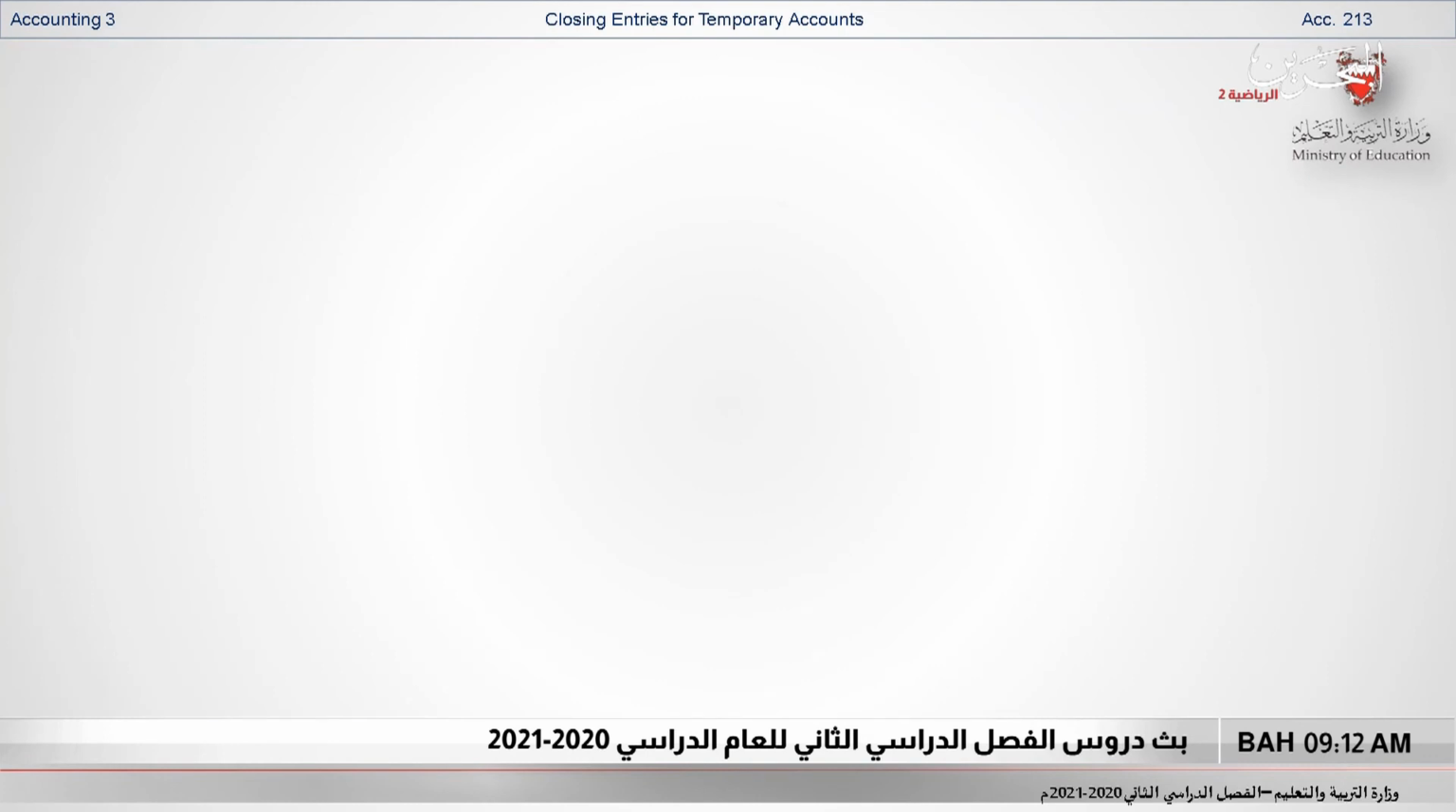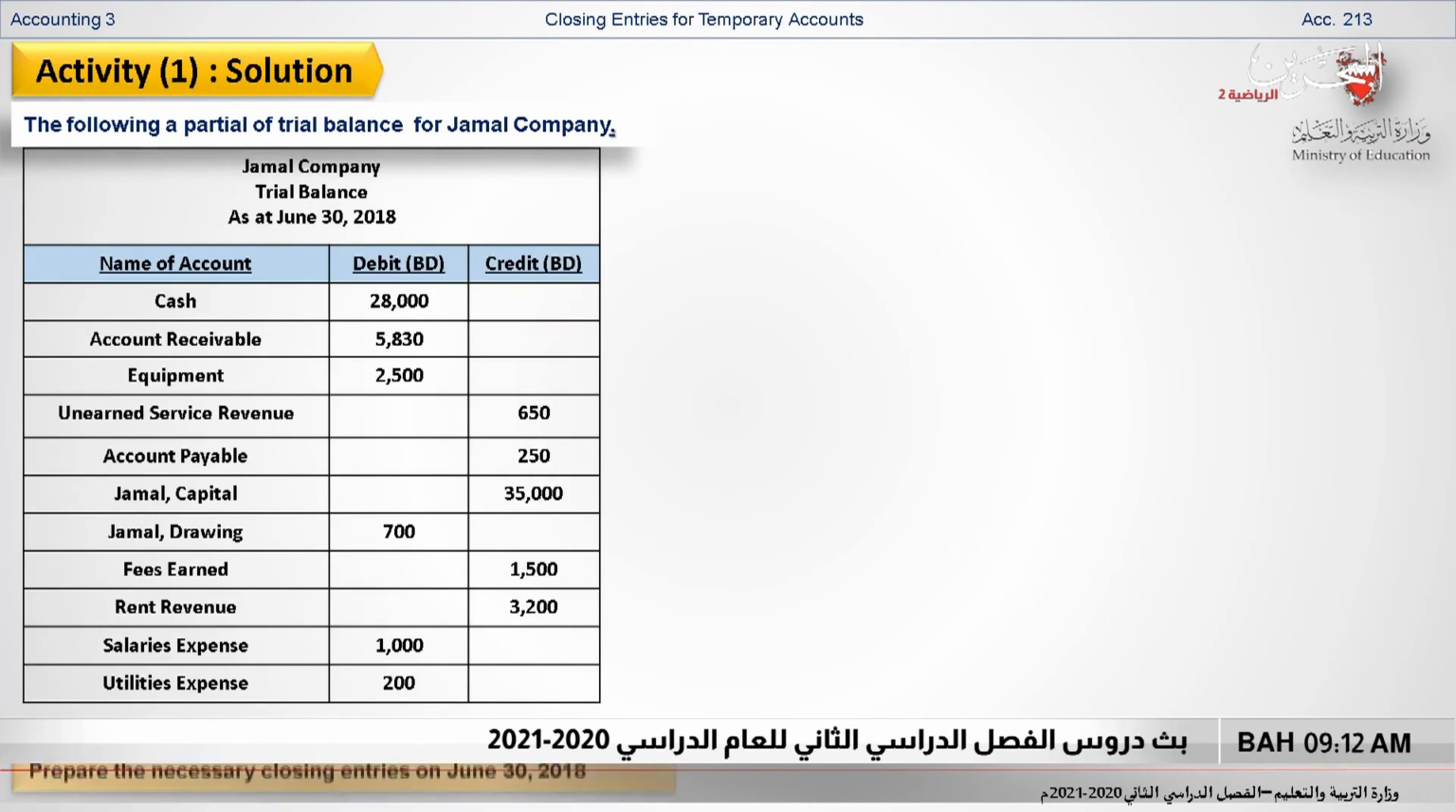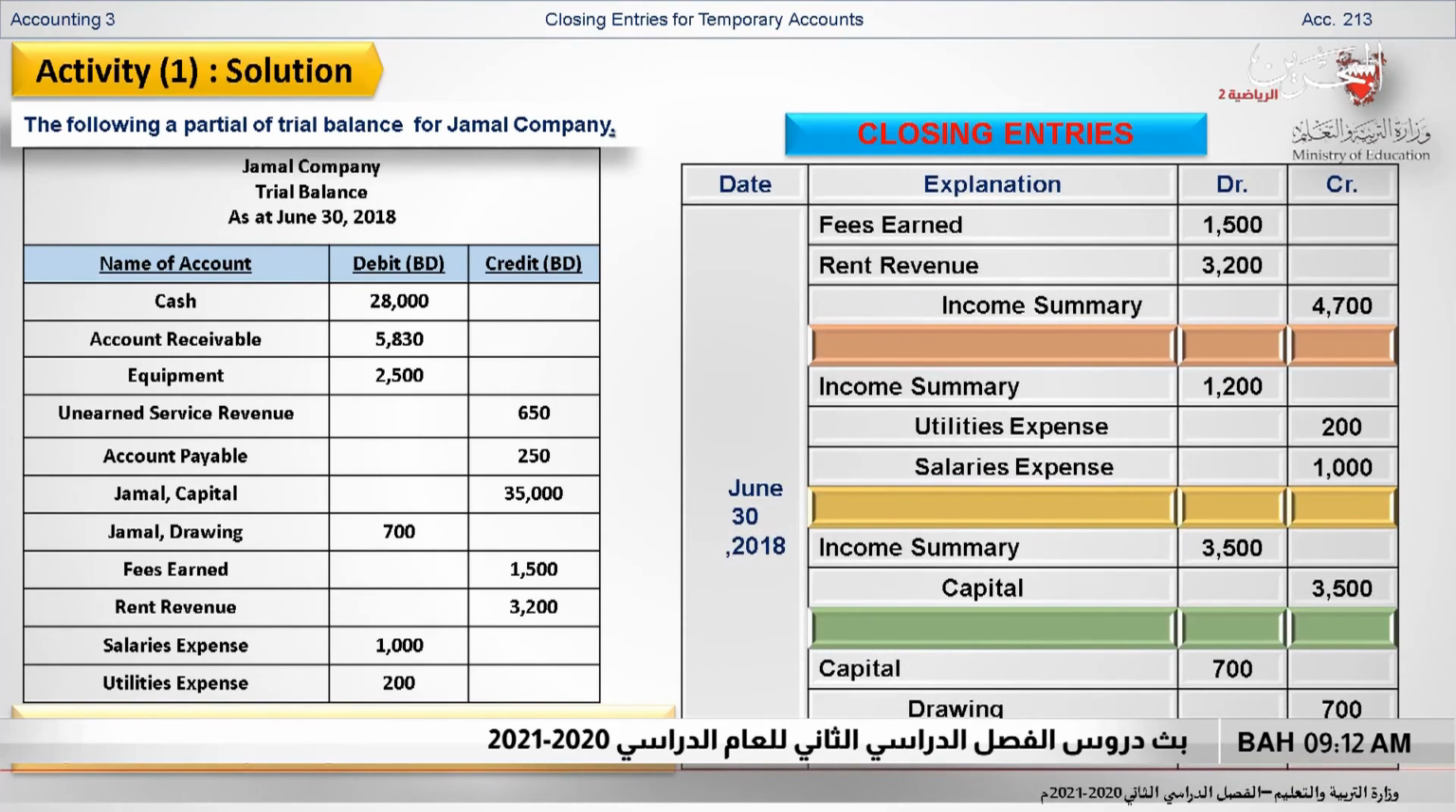The first step, you have to close revenues accounts, which are fees earned of 1,500 BD and rent revenue of 3,200 BD. You have to prepare one journal entry that debits fees earned and rent revenue accounts one by one and credit income summary for the total revenues of 4,700 BD. The second step is to close expense accounts.